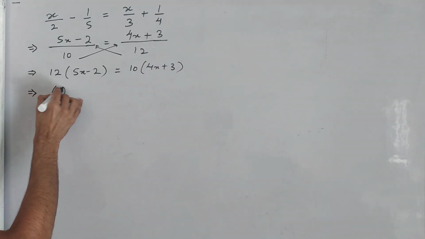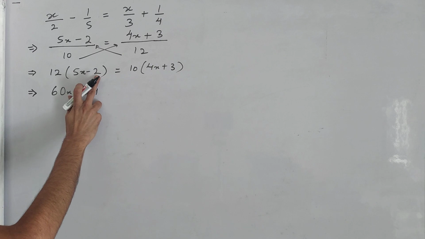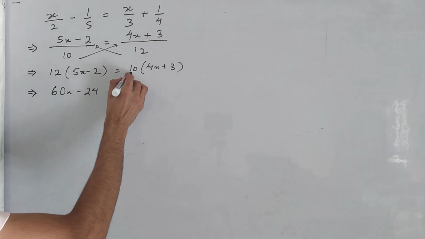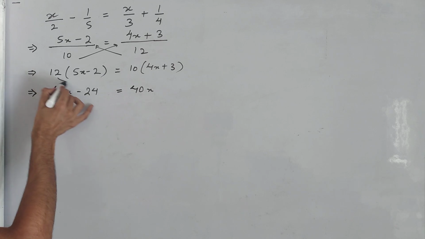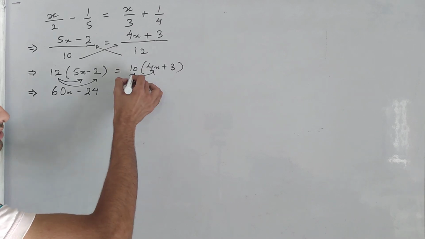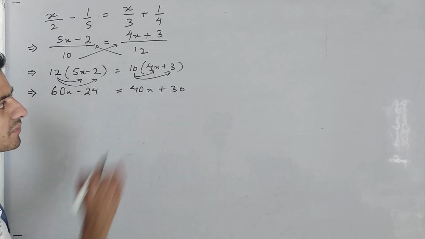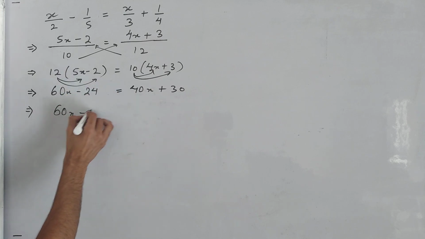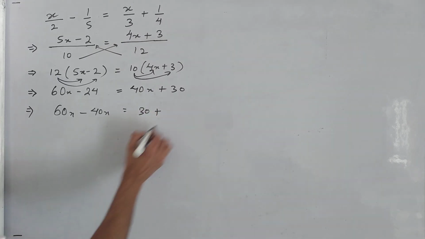12 into 5, 60x. 12 into minus 2, minus 24. 10 into 4, 40x. We are using the distributive property over here. This 12 will be multiplied by this number as well as this number. 10 will be multiplied by this number as well as this number. 10 into 3, 30. So 60x minus 24 equals 40x plus 30.